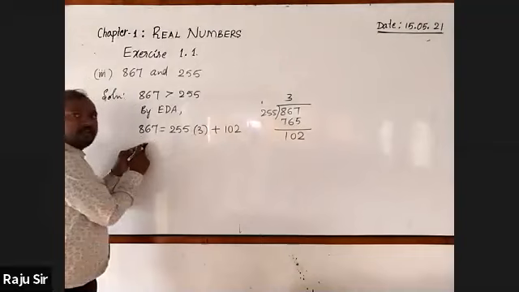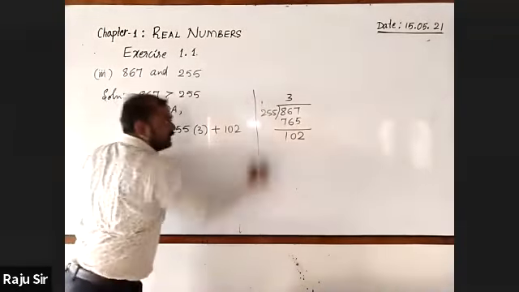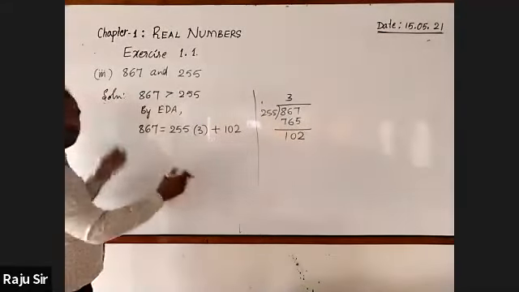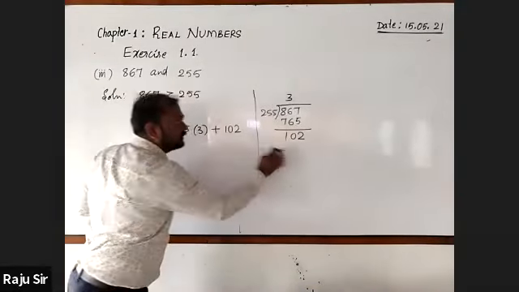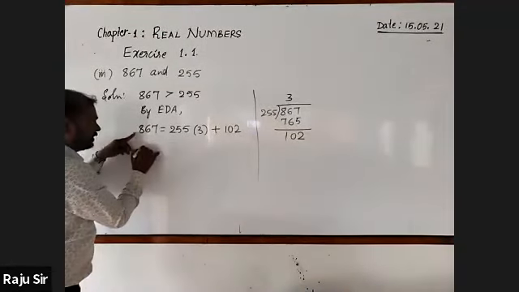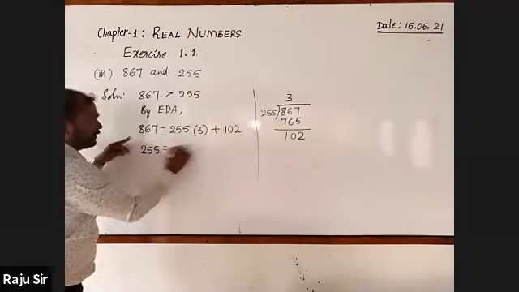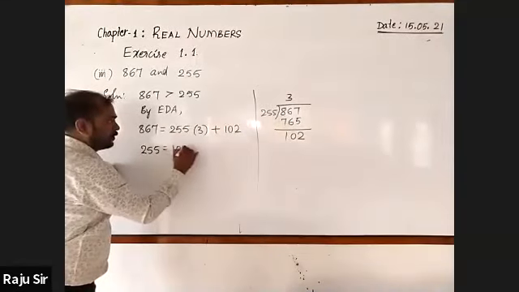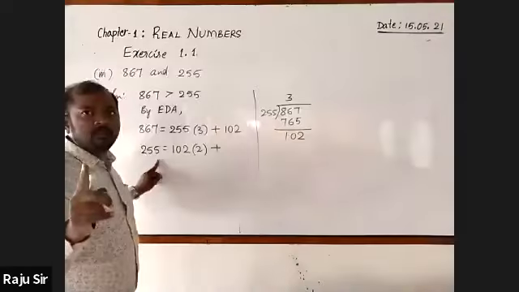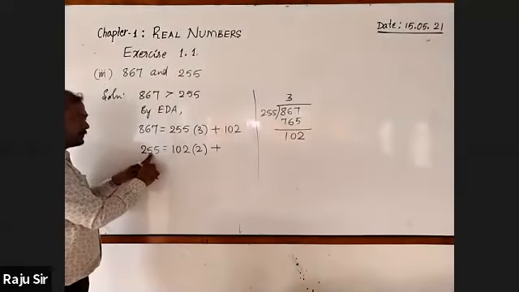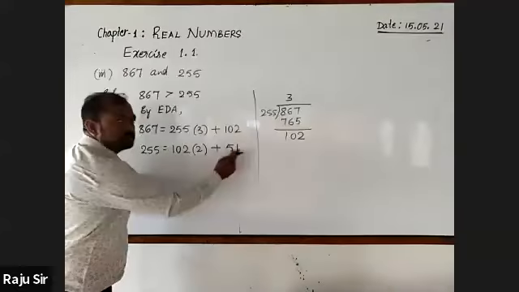Shall we go for writing it directly? Yes, sir. Instead of using the working column, I'll write it directly because it is a simple number. 255 divided by 102, 102 into how much? 2, sir. 102 into 2 is 204. Subtract, 255 minus 204 is 51. Very good. Now 51 is not equal to 0.